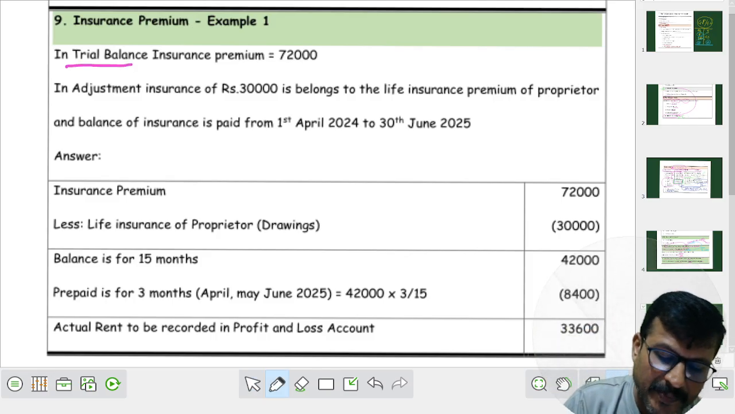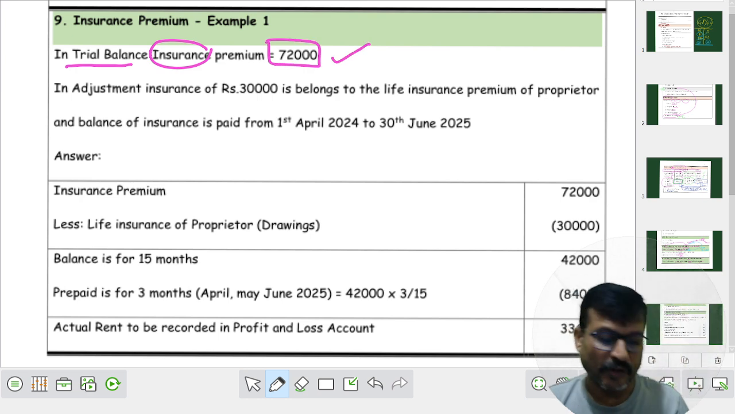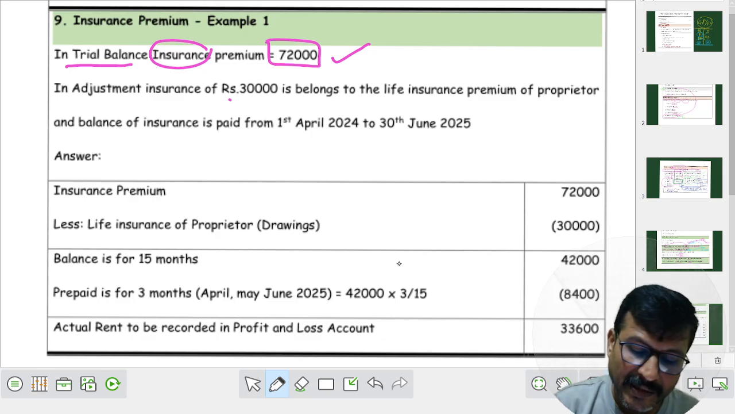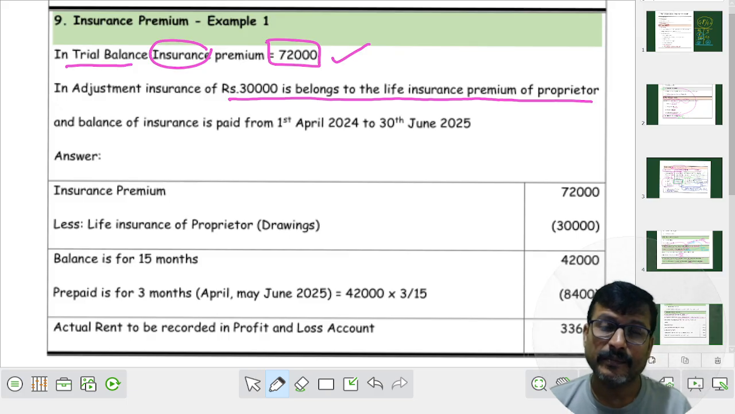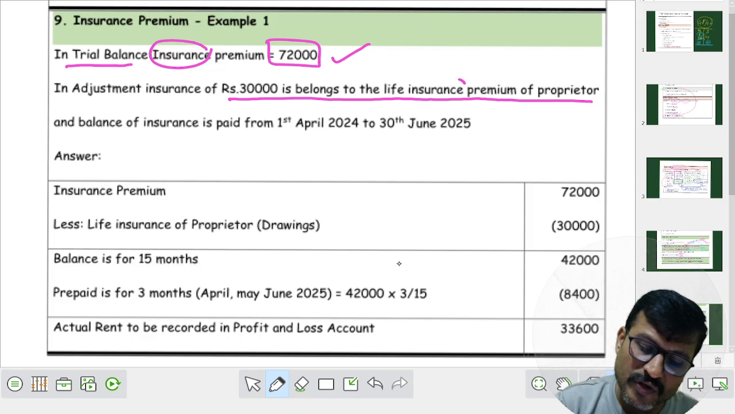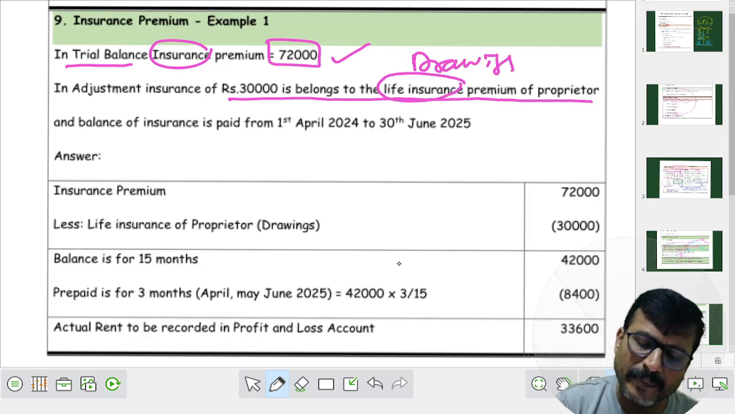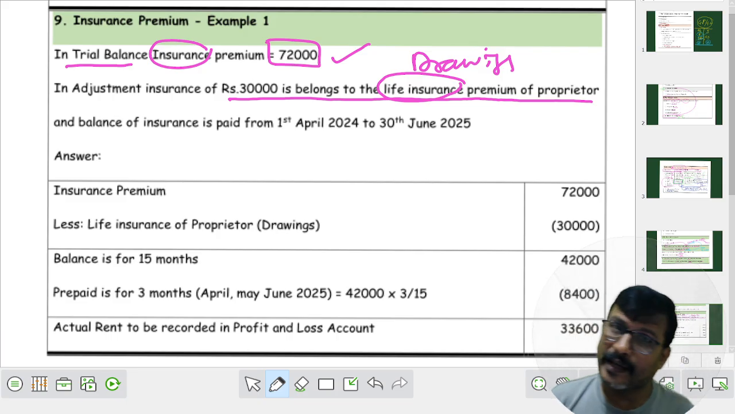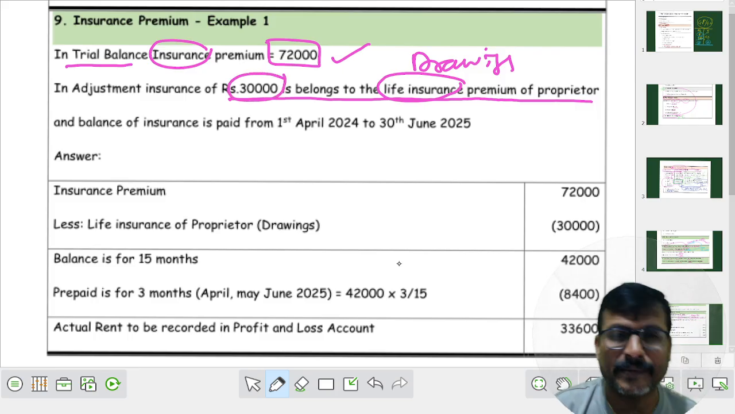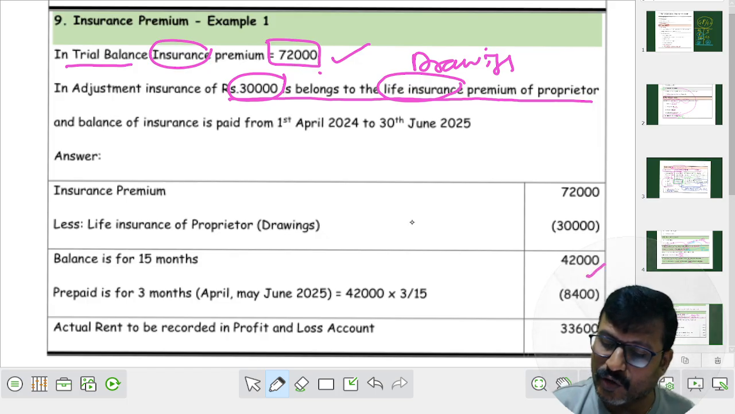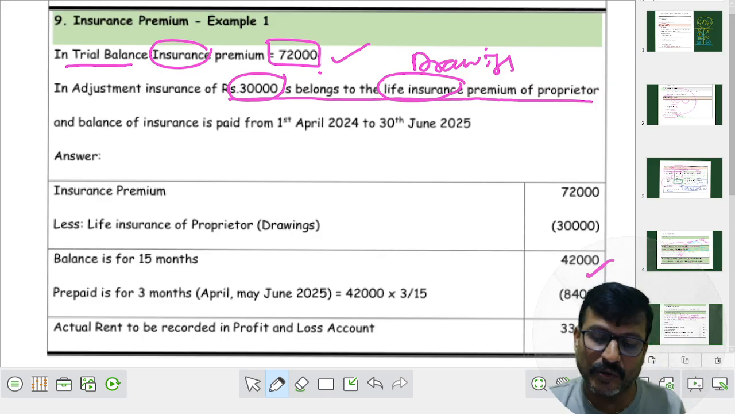आपका ट्रायल बैलेंस में इंश्योरेंस बोल के 72,000 दिए. ओके, इन एडजस्टमेंट 30,000 बिलोंग्स टू द लाइफ इंश्योरेंस ऑफ प्रोप्राइटर. बच्चों, ये तो लाइफ इंश्योरेंस है, इसे हम ड्राइंग्स बोलते हैं. अब क्या करना, 72,000 में 30,000 माइनस करना. तो आपको 42,000 आता.